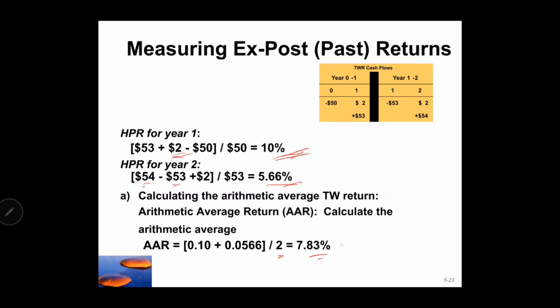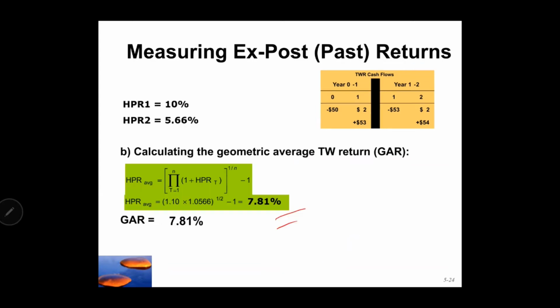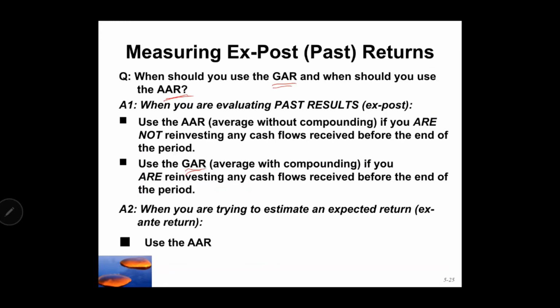So that's why in this situation, since the $2 which I am receiving at the end of year 1 is not being reinvested, therefore I am going to use arithmetic average return. I think this is clear. Okay, so use the arithmetic average return because we have not reinvested.